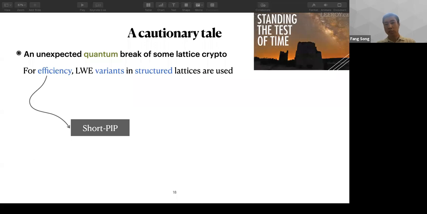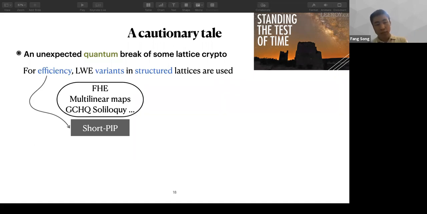That matters a lot in practice. So cryptographers, they sometimes use variants on the learning with errors problem, and especially they pick some really structured lattices. For instance, there's a problem called short PIP, the short principal ideal problem, which basically asks you to find a short generator of a very special lattice. And there are various crypto systems built on it. Okay. However, this turns out to be a bad idea.